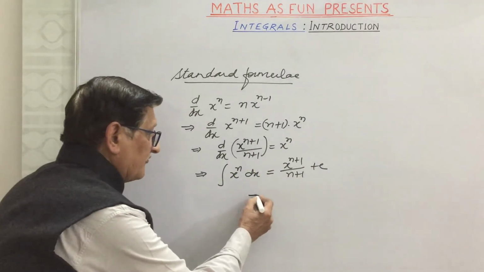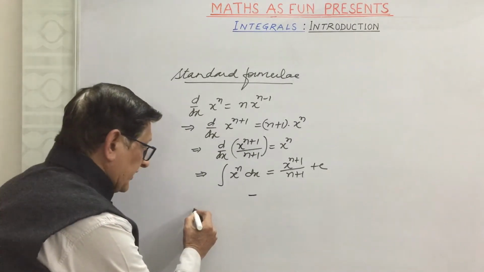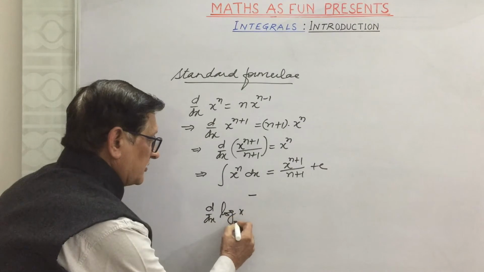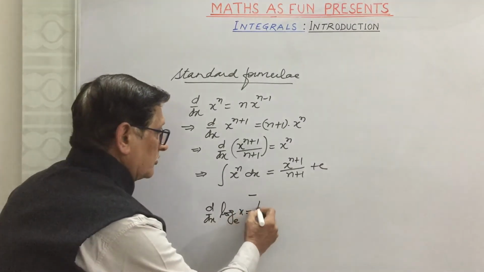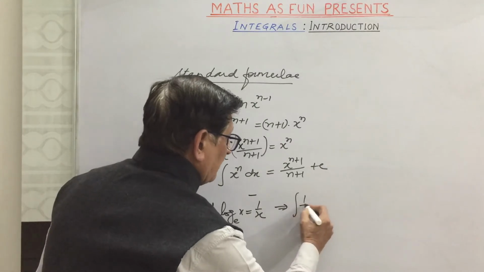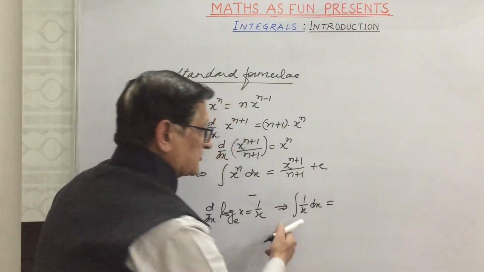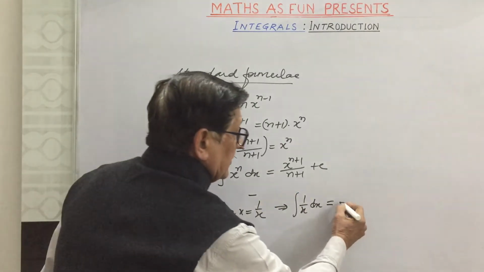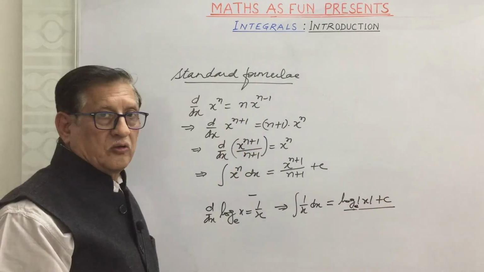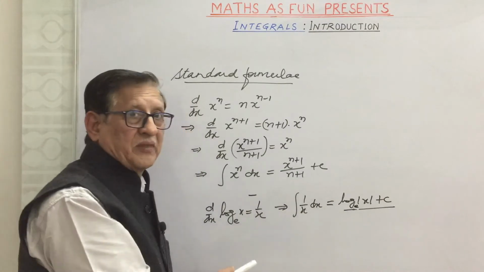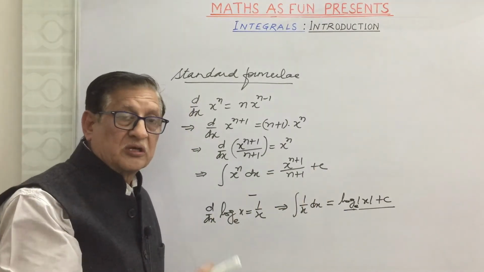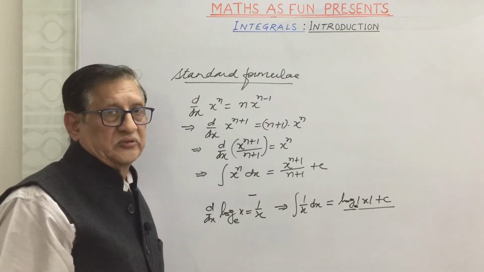One more formula we can take here. We know that d by dx of log x with base e is equal to 1 upon x. It means integration of 1 upon x with respect to x can be taken as log of modulus x plus c. We use modulus here because we know the domain of log x is the set of positive real numbers.